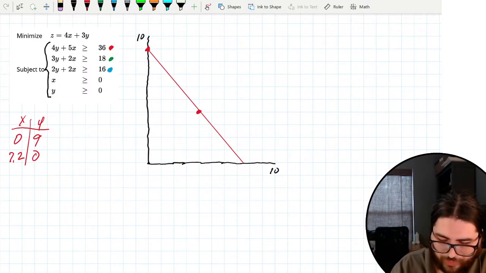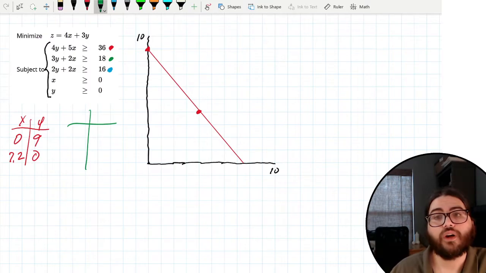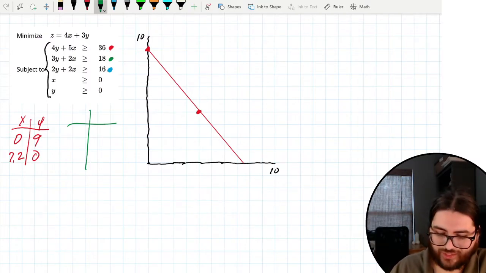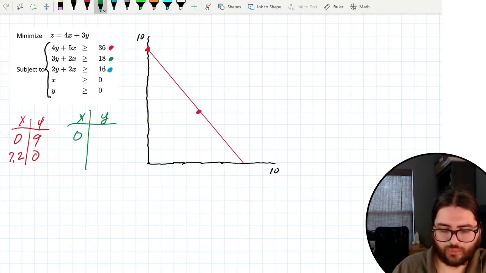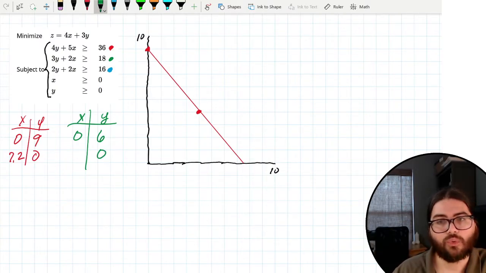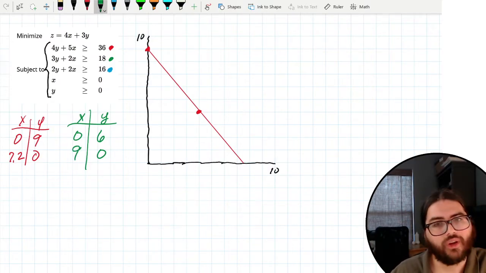I said the next one would be green. So 3y plus 2x is equal to 18. If I plug in x equals 0, 3y equals 18, y equals 6. If I plug in y equals 0, 2x equals 18, x equals 9. Okay, that's not too bad.